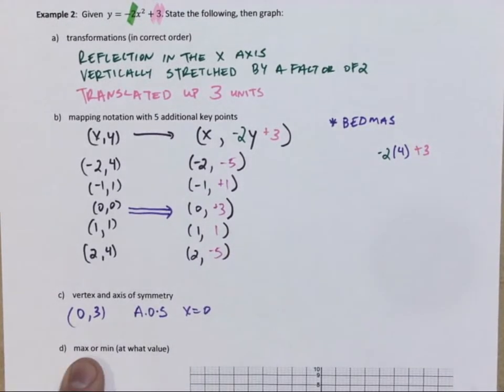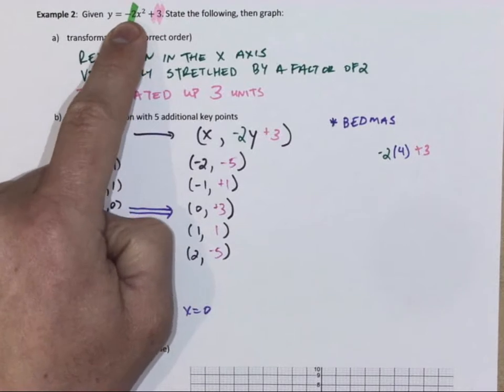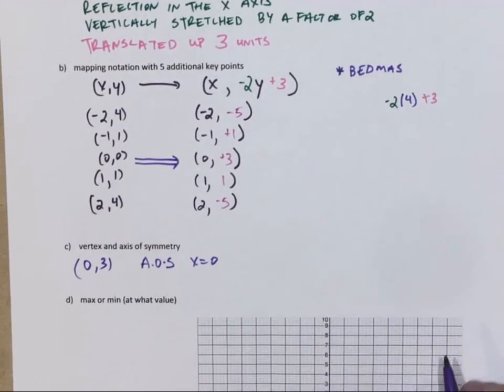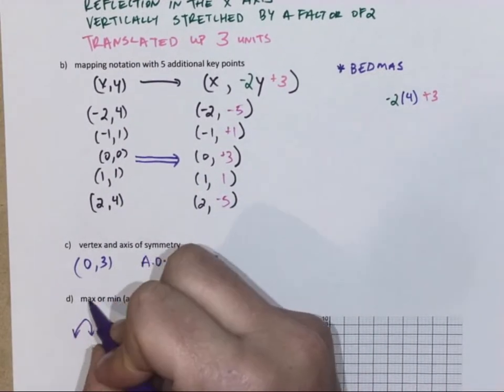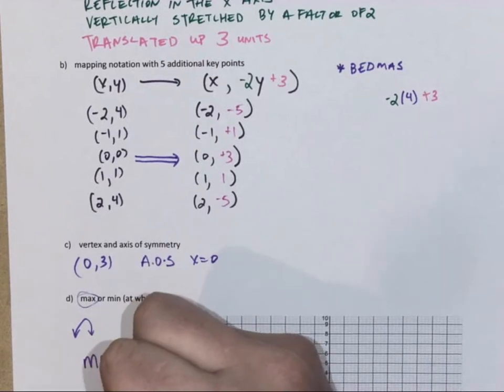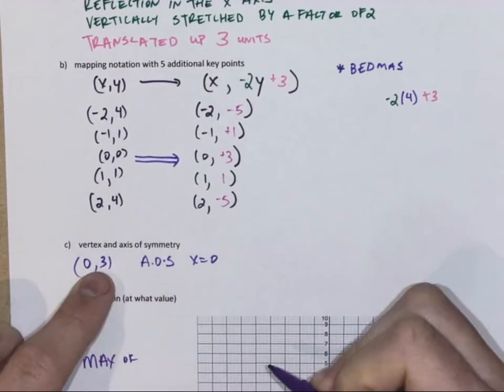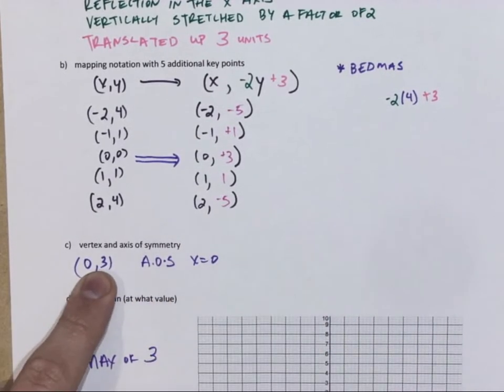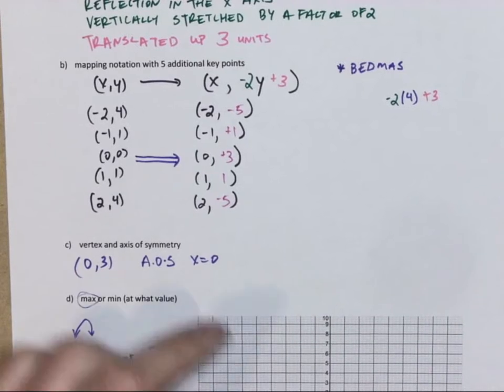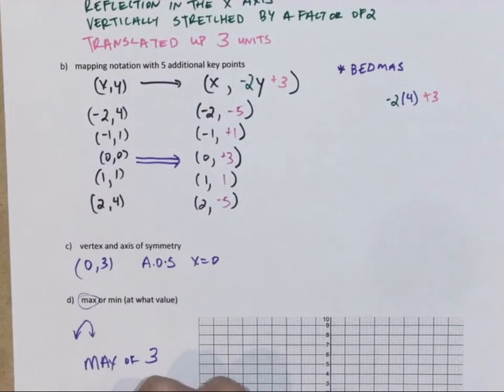Before I even graph it, this is a negative, which means it opens down. And if it opens down, it's going to have a max. And the maximum is going to be the Y value of the vertex. You can now take those points and graph them here.